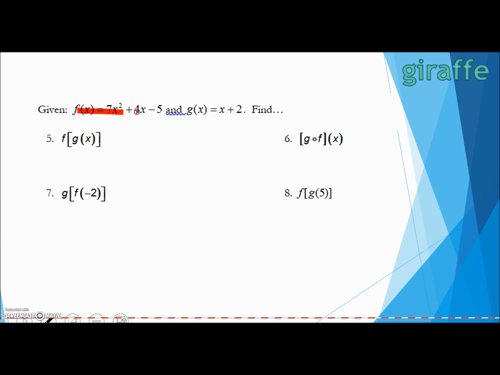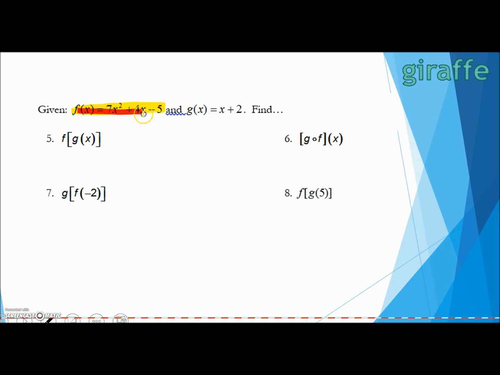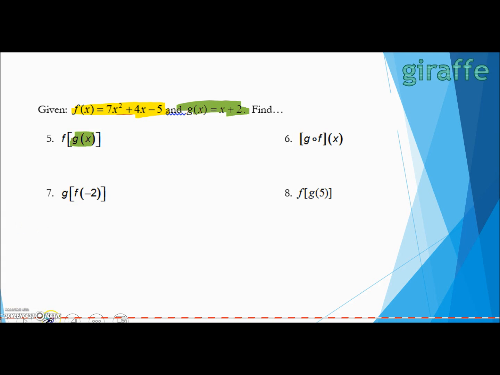So f of x is now 7x squared plus 4x minus 5. And my g of x is now x plus 2. So for number 1, I'm plugging g of x in for the f of x function. So I'm just going to rewrite my g of x, so x plus 2.